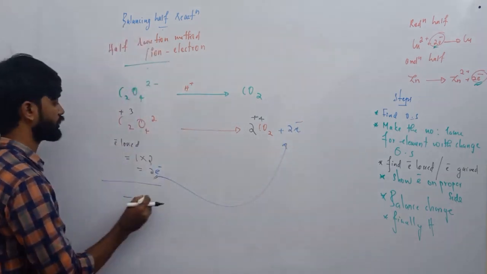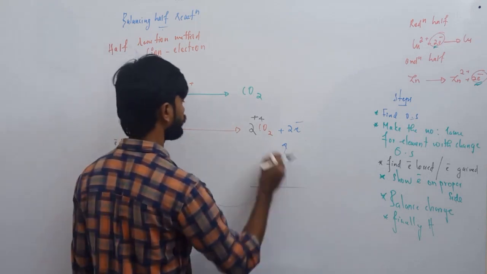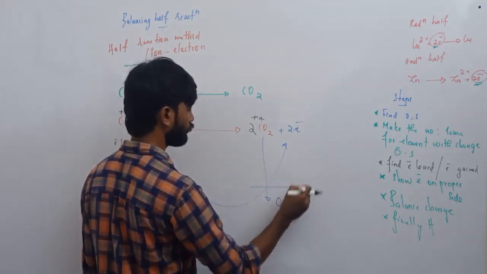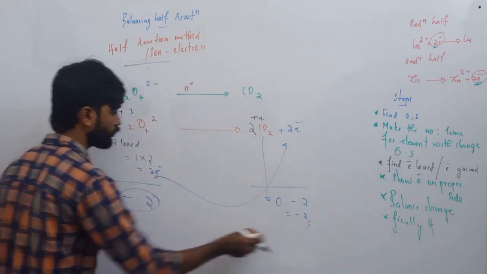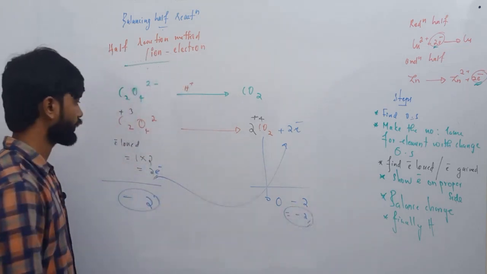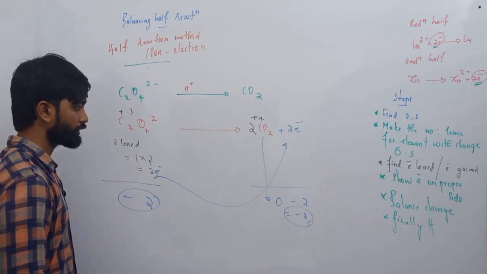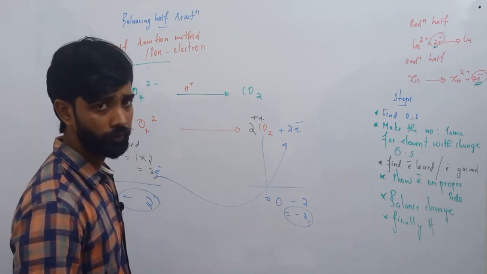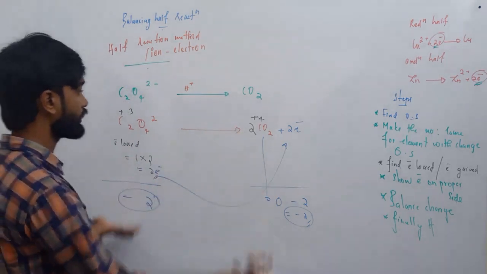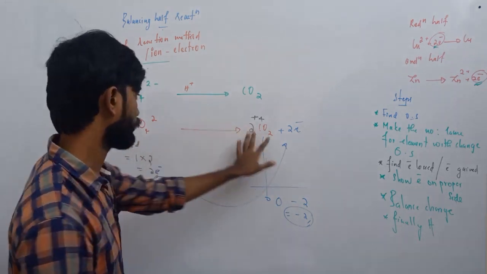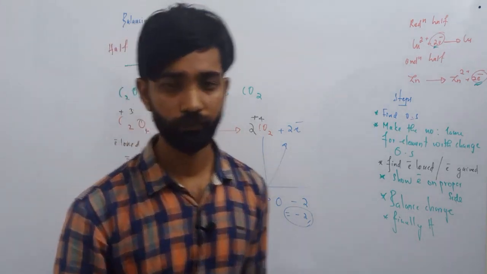Then check the charge, -2. Here from carbon dioxide 0, from the electrons -2. So both sides have -2 charge. So no need of adding H+ or OH- here, which means the reaction is balanced. Okay, because there is no hydrogen excess. 4 oxygen on each side. Now the half is balanced.